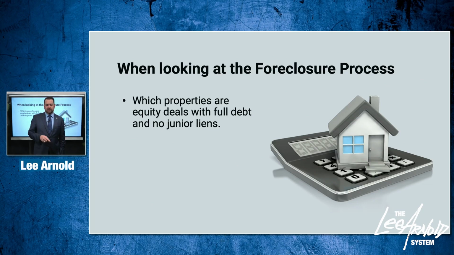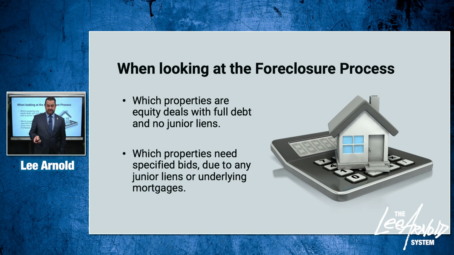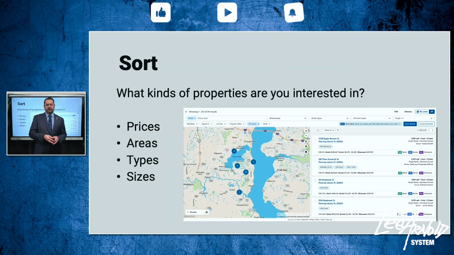When looking at the foreclosure process, which properties are equity deals with full debt and no junior liens, and which properties need specified bids due to any junior lien or underlying mortgage? Now to do this, we're going to sort, okay?